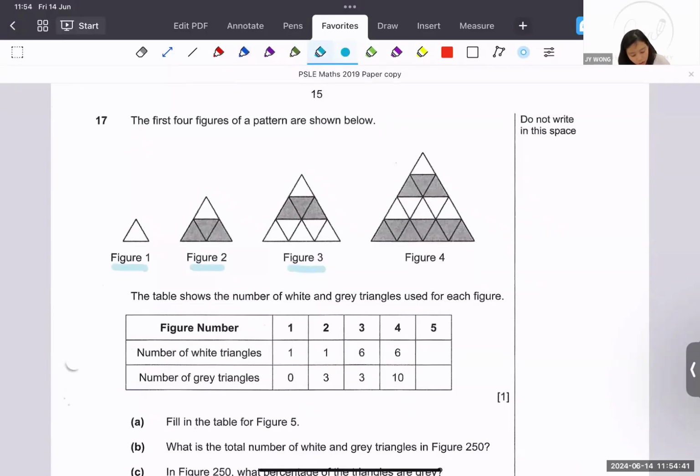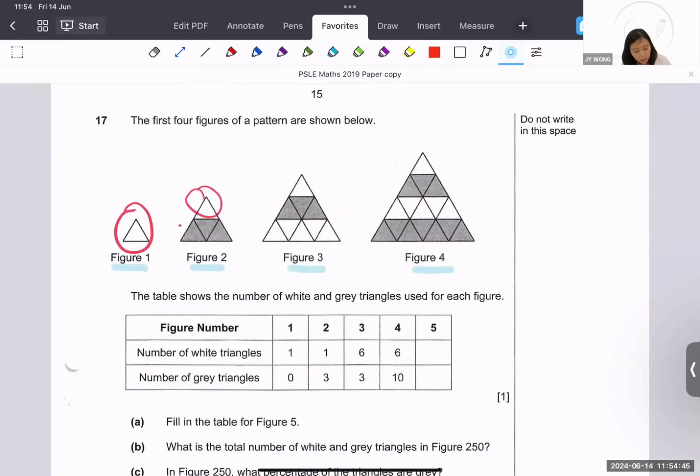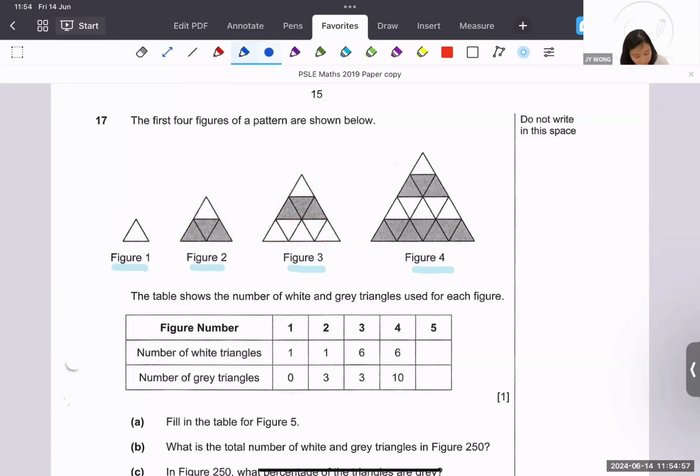Figure 2, figure 3, figure 4, you notice that, okay, number 1, the layers are alternate colors. So sometimes when you see that the table doesn't match, then you should look at the picture to find a relationship, find a pattern. If you see 1, 1, 6, 6, then something, but we do not know.